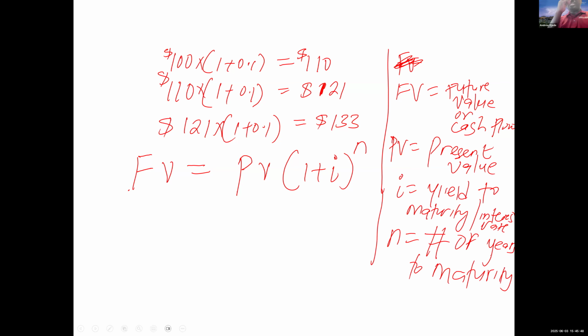For example, if you invest money in your bank account, in a savings account, and leave that money in the bank for 20 years, so n would be 20. And then the interest rate is 10%. You put in $100. So after 20 years, you can figure out how much your money has grown in the bank. Okay, so this is a simple formula that we use a lot when we are trying to figure out the time value of money.